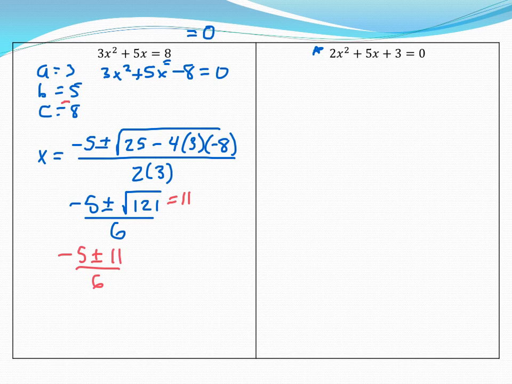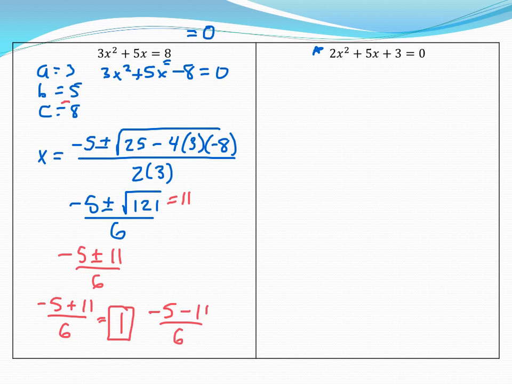Where do I get my two solutions again? That's from the plus or minus. So set up your two solutions. Make sure you write it down just to get the hang of it. Negative 5 plus 11 over 6 and negative 5 minus 11 over 6. And we're going to solve each separately. Okay, so negative 5 plus 11, then you divide by 6. That's going to give you 1. So one of my solutions is 1.